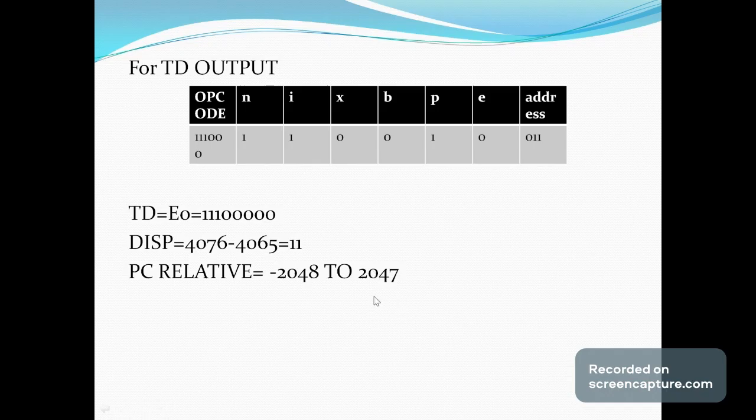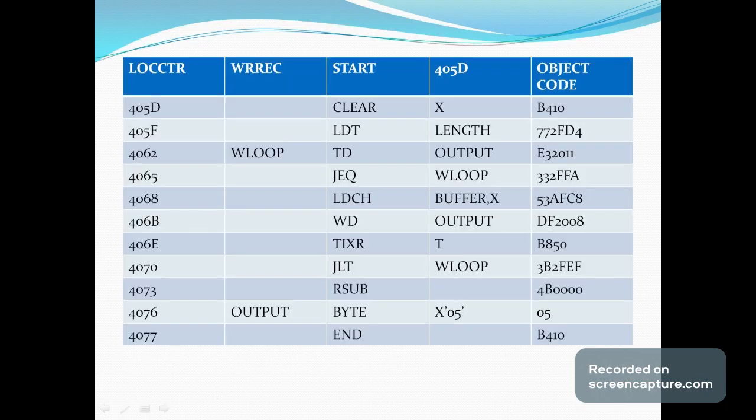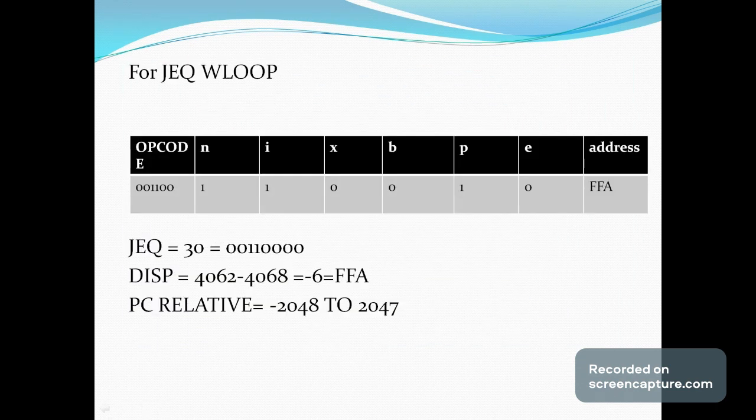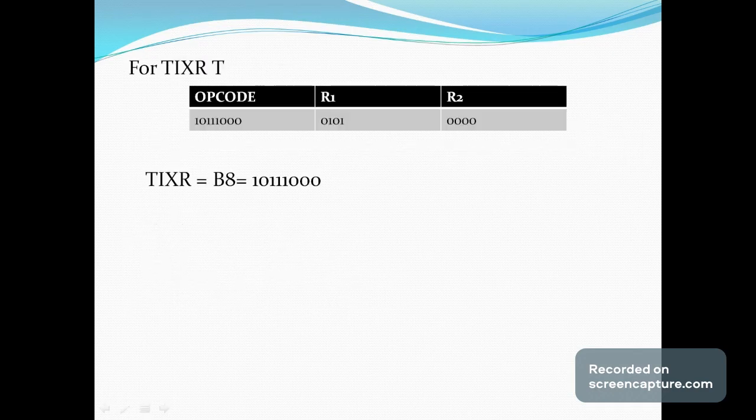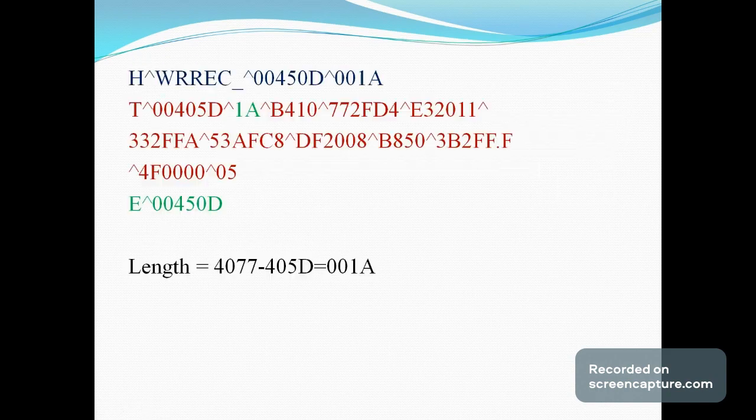Next comes the TD output. Here for the TD, the object code is written in the same way: we take the significant bits, then calculate the displacement, and for program counter relative we check whether the value falls within the range, then consider it base relative or program counter relative, and write the opcode for the third-type instruction. The same continues for all the others, as I show for JEQ WLOOP, LDCH BUFFER,X, WD OUTPUT, TIXR T, JLT LOOP, RSUB, and this is the object program.